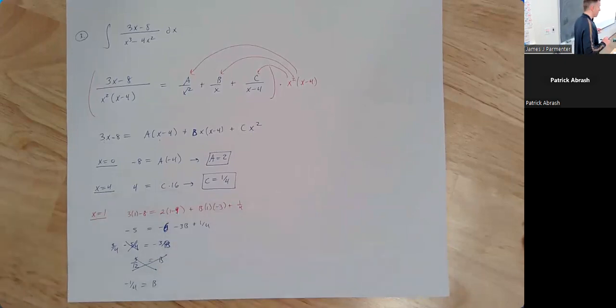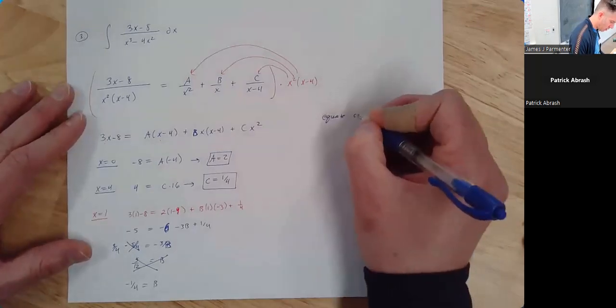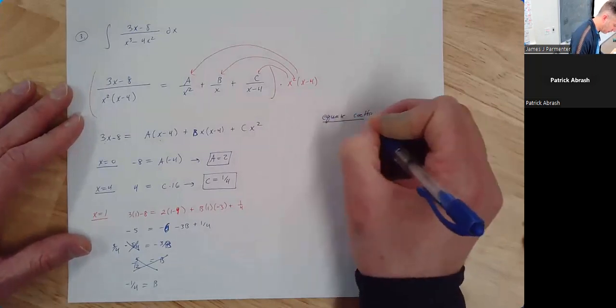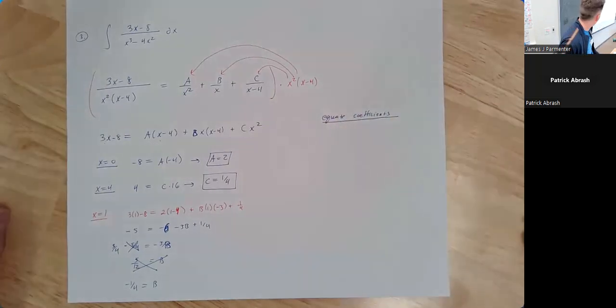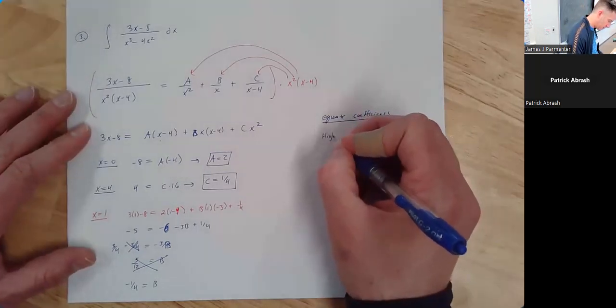So typically, what I would recommend is a hybrid of this method, first exhausting all your nice values of X, and then switching over to what is called equating coefficients. If we equate coefficients, it is almost always to our benefit to look at the highest powers of X first. So looking at both sides of this equation, what's the highest power of X?